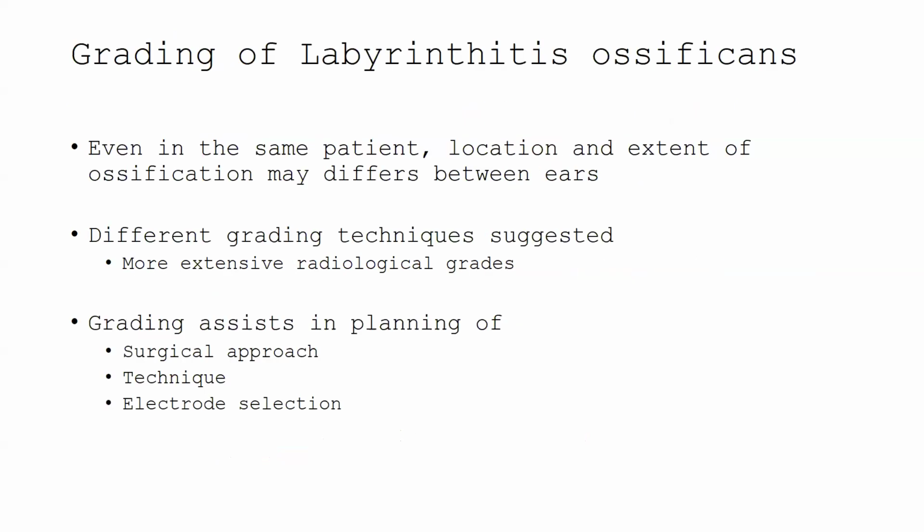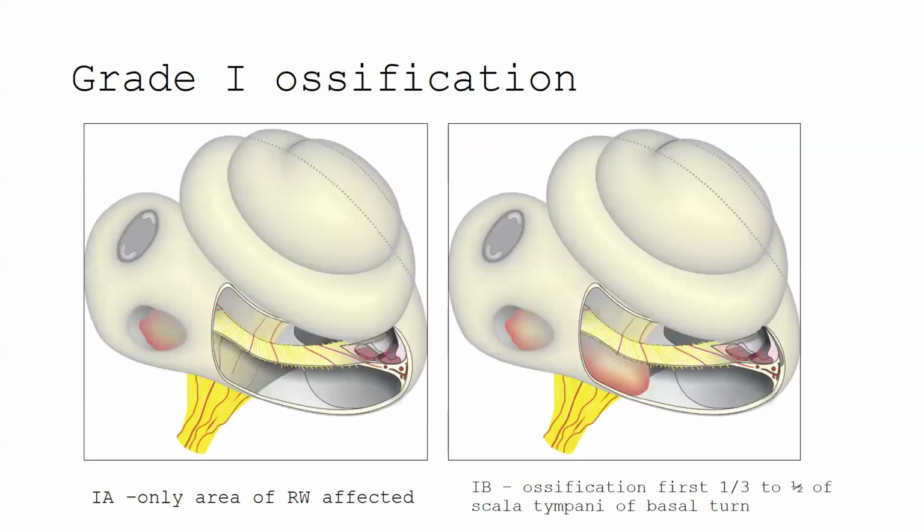Different grades have been developed to try and grade labyrinthitis ossificans, but we need to know that even in the same patient, you can have different extents of ossification between ears. Different grades, both by radiology and surgeons, have been suggested over the years. The main reason why the grading is used is to try and guide surgical approach, to try and plan possible techniques, and also electrode insertion.